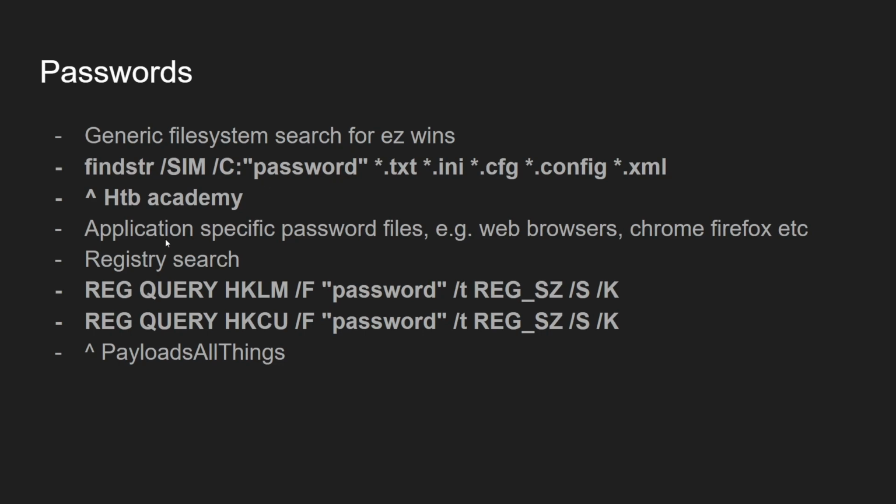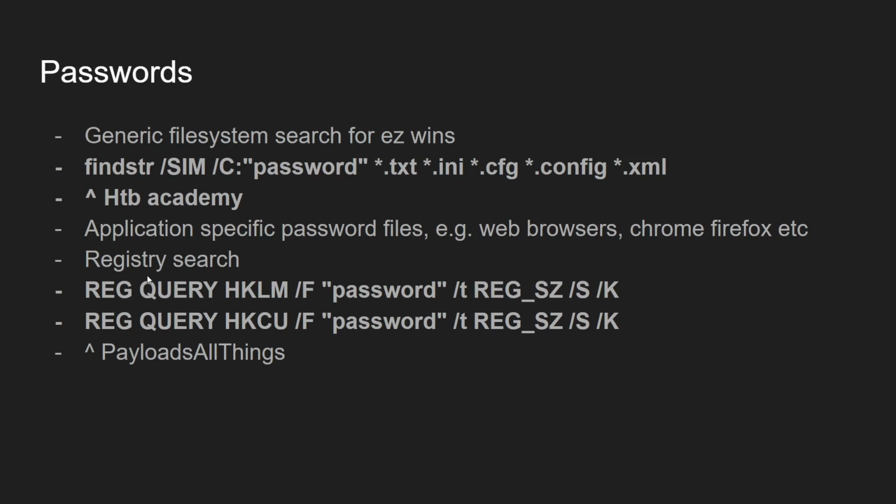Application-specific password files, such as web browsers, Chrome, Firefox, etc. I'm not giving commands for these because there's a lot of different ways you can do it, but essentially, if you're seeing processes running such as Firefox or Internet Explorer, check the user's app data, check the cookies, check where these browsers store these types of information, or see if there's a way you can dump the memory and try and get the clear text passwords.